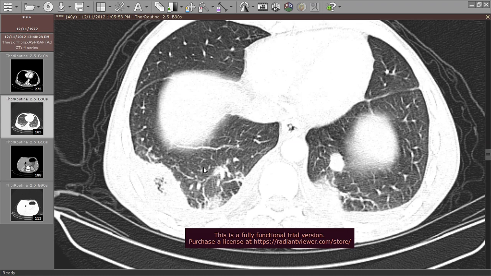The Atoll sign was first described with cryptogenic organizing pneumonias and now with COVID pneumonias, but it could be seen with other differential diagnoses, one of which is pulmonary infarction.